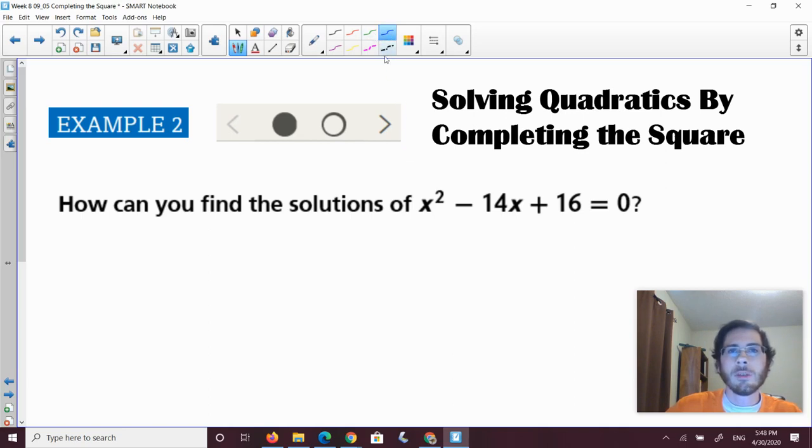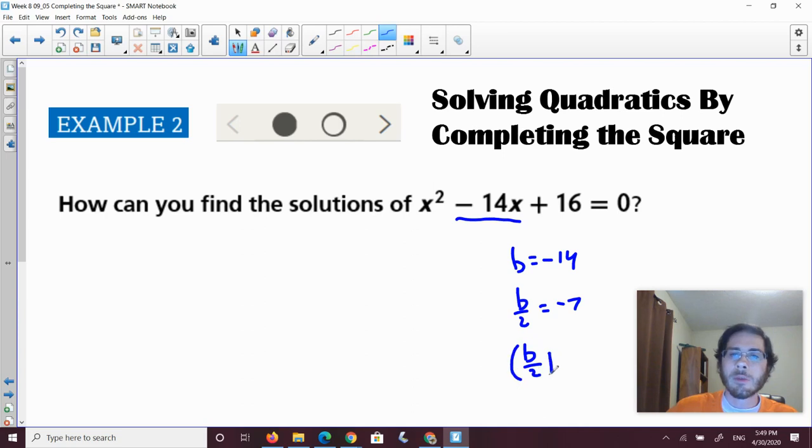So first thing we got to do is realize we got a nice trinomial. We have to identify what b is. Remember, b is always the middle term. It goes a and then b and then c. So in this case, we need to identify that b is negative 14. So we do get to keep the sign here. When we divide it by 2, we get negative 7. When we square it, we get 49.